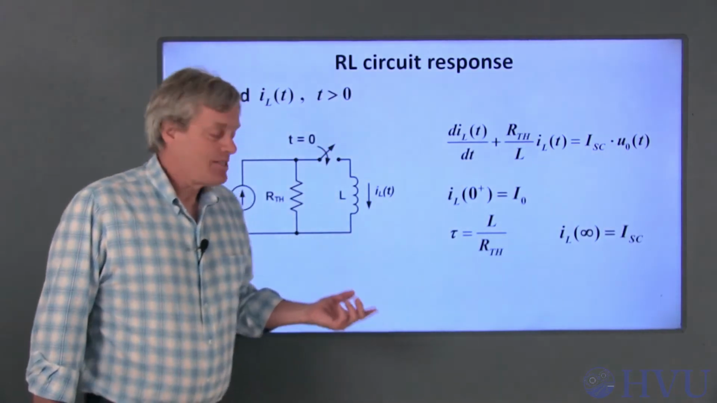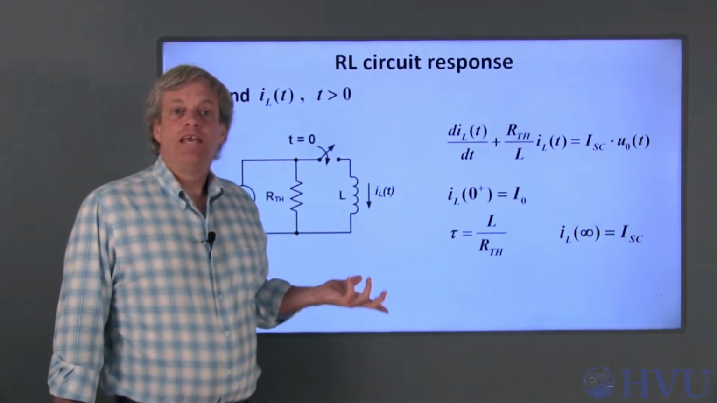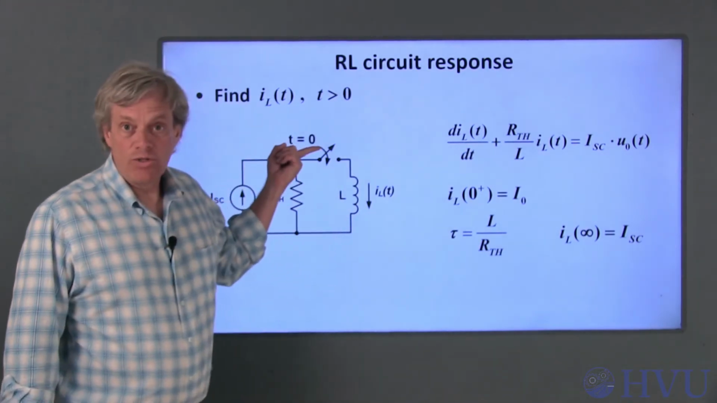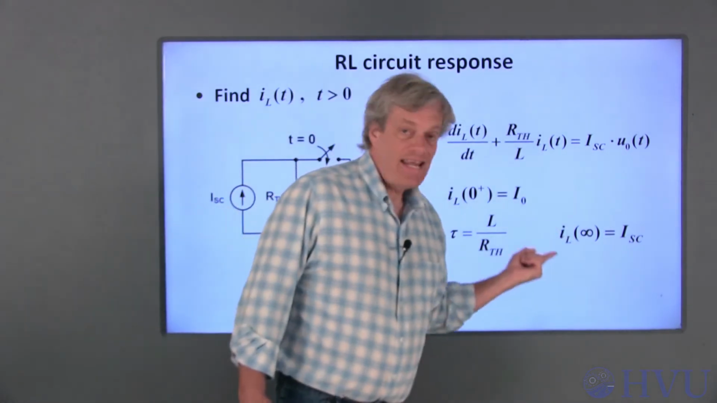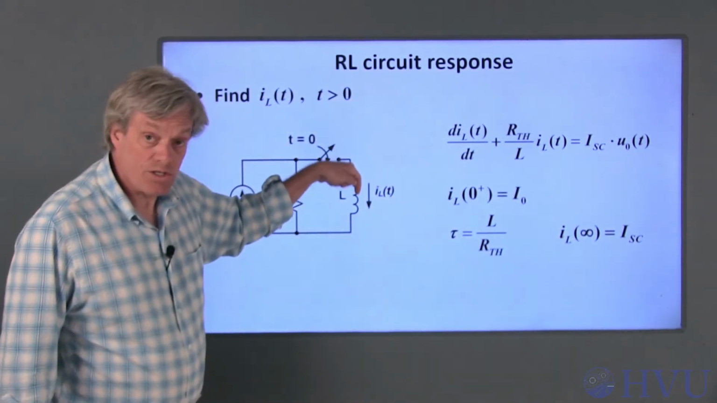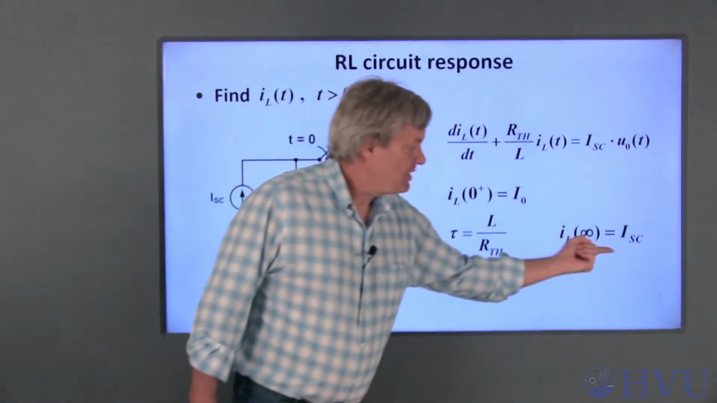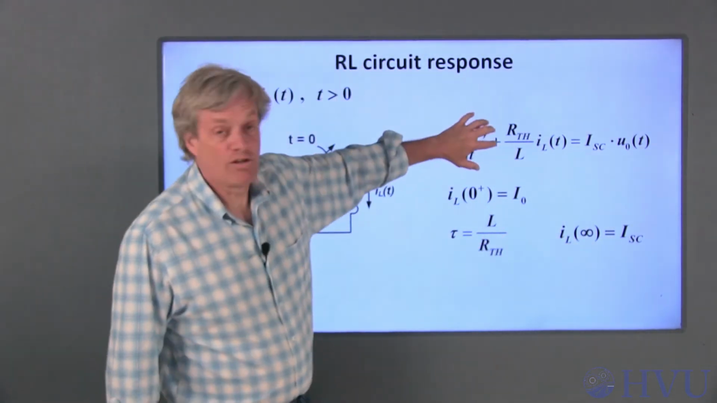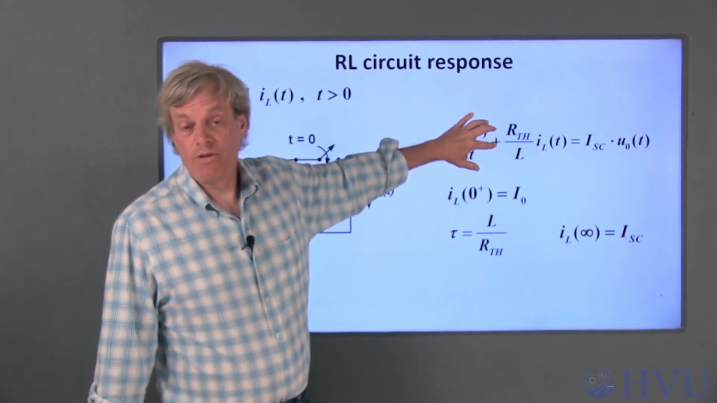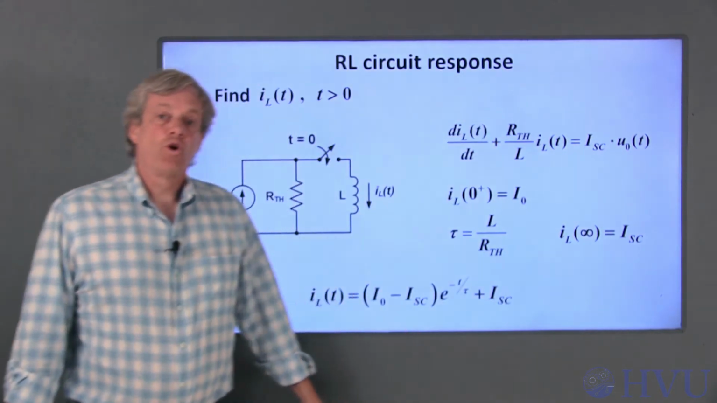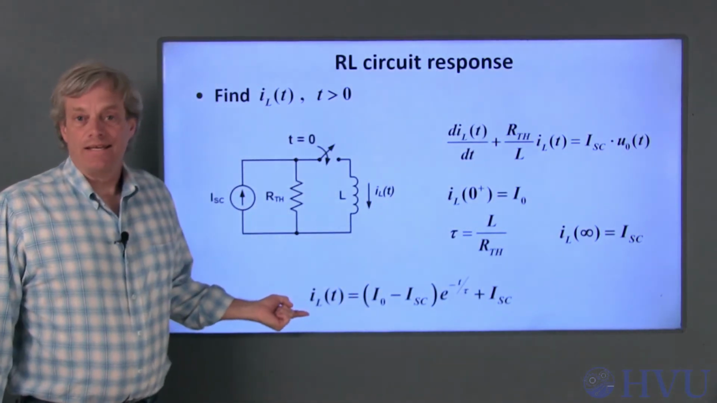Since the input current is constant, the inductor behaves like a short circuit as time goes to infinity. At steady state, then, the inductor's short circuit current is this source current. This can also be determined by setting the derivative term in this equation to 0, as we did with the RC circuit. The form of the inductor current response is this.